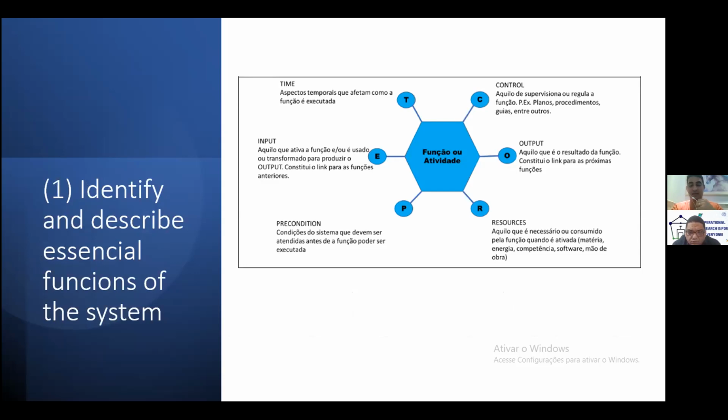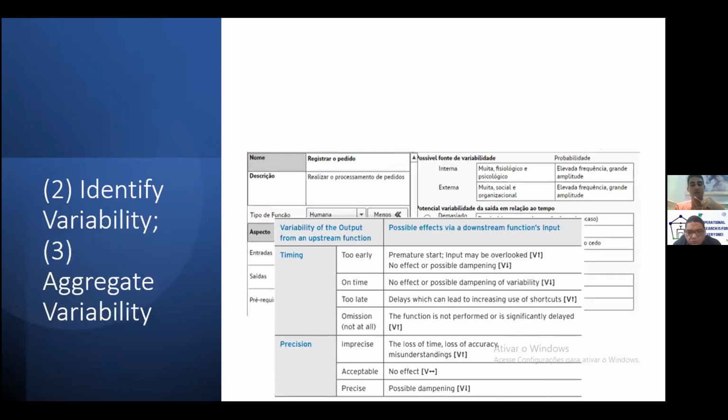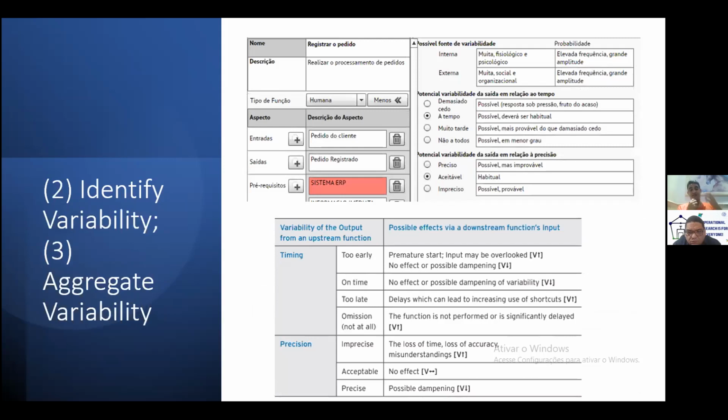Here is this image where we have the function or activity. The C is for control. It looks like a neural network image here. We need to analyze these aspects, which are the input, output, precondition, control, and resources. So here we use this to describe the essential functions of the system. Second, we identify the variability, and third, we aggregate variability.